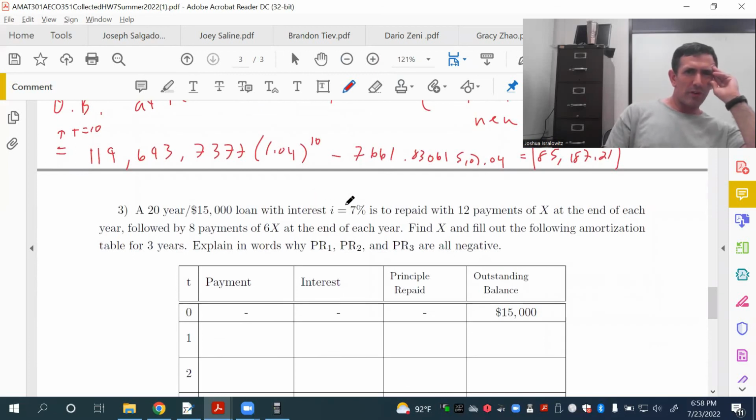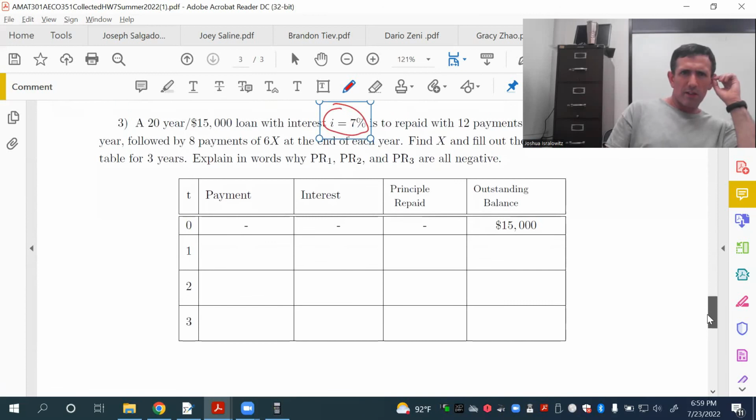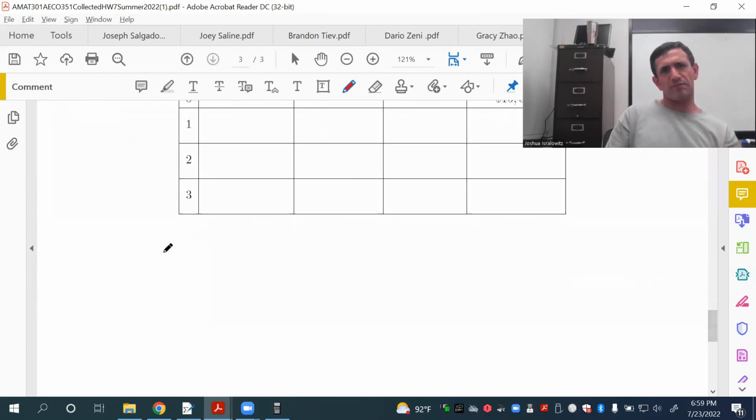You have a loan with a nice and high interest rate, 7%. Very high. 15,000 20-year loan. So originally I had 10,000 and I sent everyone an email saying, hey, it's 15,000. 12 payments of X followed by 8 payments of 6X. Okay. So let's first get what X is.